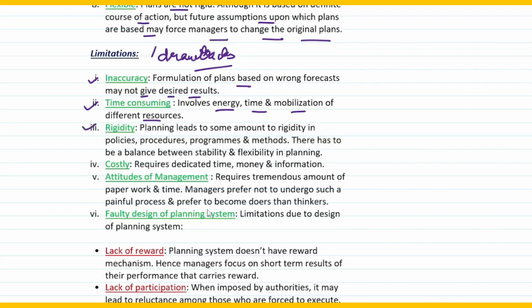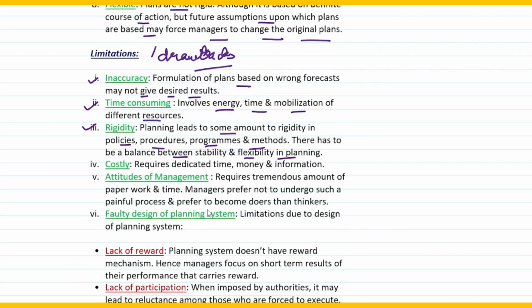Then there is rigidity. Planning leads to some amount of rigidity in policies, procedures, programs and methods, right? You have to stick to certain plans which are rigid. You have to be flexible, that's fine, but at the core of it, you have to make sure that certain plans are basically rigid, because you have to follow certain policies, procedures, programs and methods. So you have to work under that framework. In that case, it becomes a rigid thing. Now there has to be a balance between stability and flexibility in planning, right?